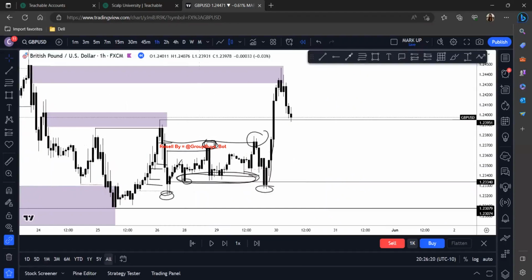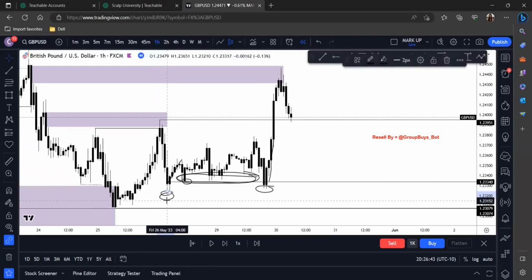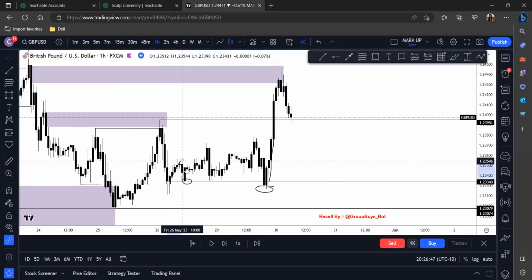Hold on, I'm going to erase all this, it's kind of getting irritating. Actually, I just want to erase the drawings. Sorry, guys, excuse me. I have to just erase this. Okay, let's keep it clean.